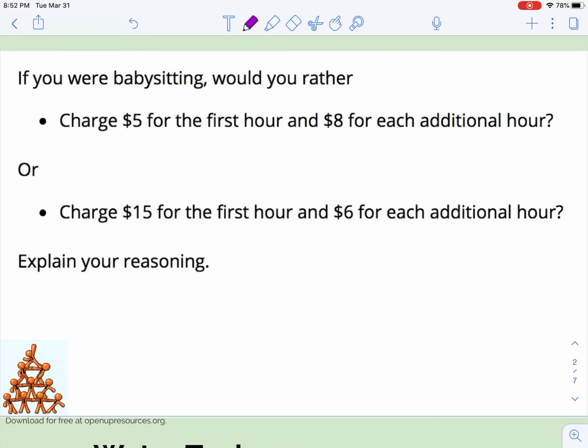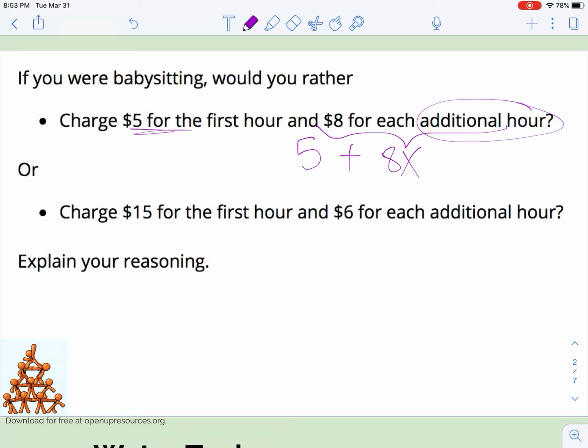Or you can maybe draw a picture, do this in a different way, but I'm going to set it up and then let you decide what you think would make you more money depending on the situation. So for the first one, it's $5 for the first hour and then $8 for each additional. Writing this in equation language, that's going to be 8x because each additional hour is x, and then I'm adding 5 because I started with 5.